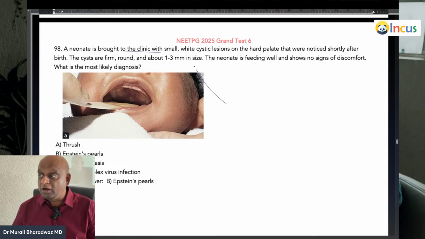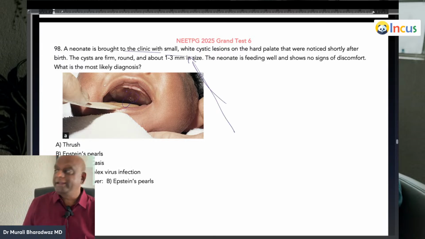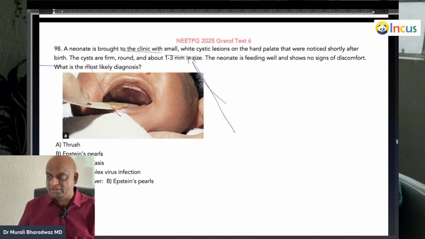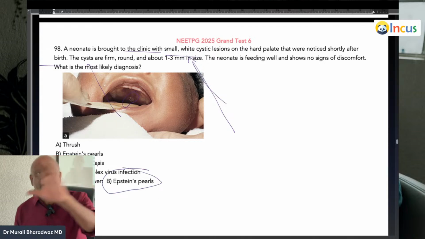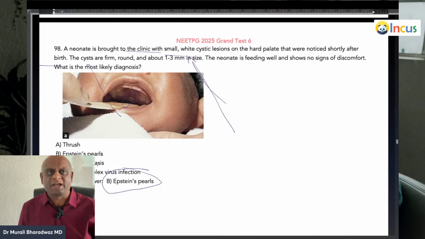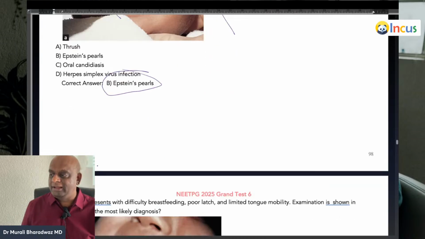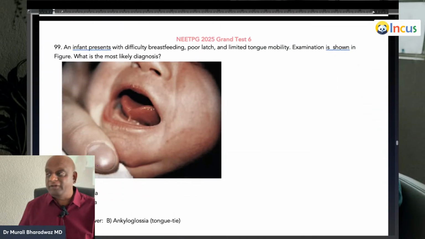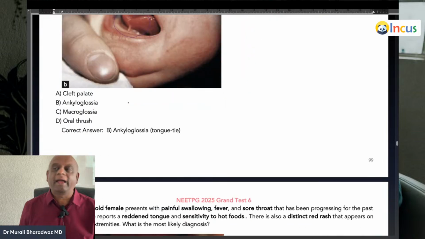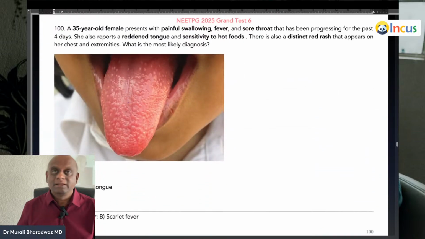A neonate is brought to the clinic with small white cystic lesions on the hard palate that were noticed shortly after the birth. These cysts are firm, rounded, 1 to 3 mm in size. There are some normal findings which will go away with time in a newborn. One of them is Epstein pearls. An infant has difficulty breastfeeding, poor latch, limited tongue mobility, an example of tongue tie, ankyloglossia.